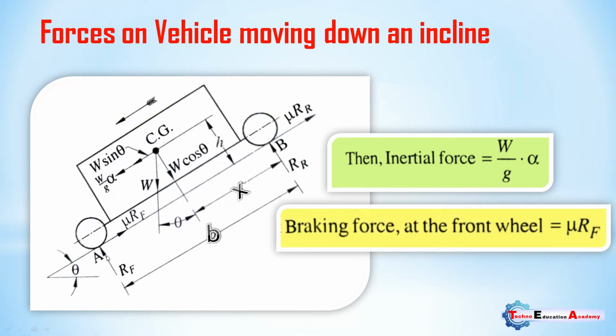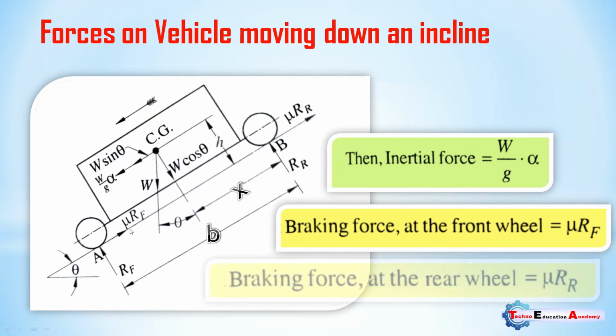As we know, the friction force acts in the opposite direction of the motion of the vehicle. This is the motion of the vehicle, and this is the braking force. It will act in the opposite direction at the front wheel, mu Rf, and the braking force at the rear wheel equals mu Rr.